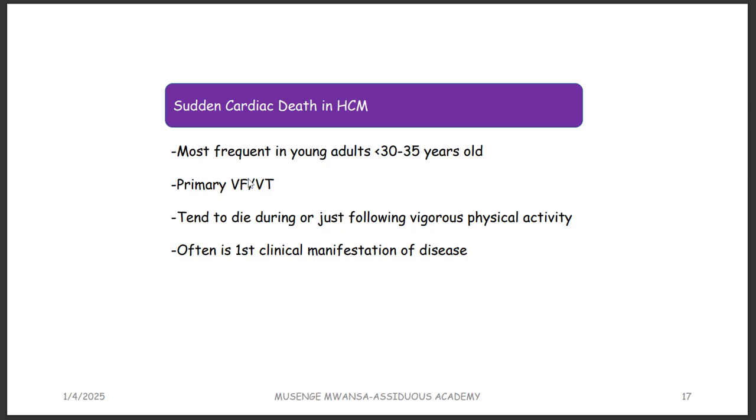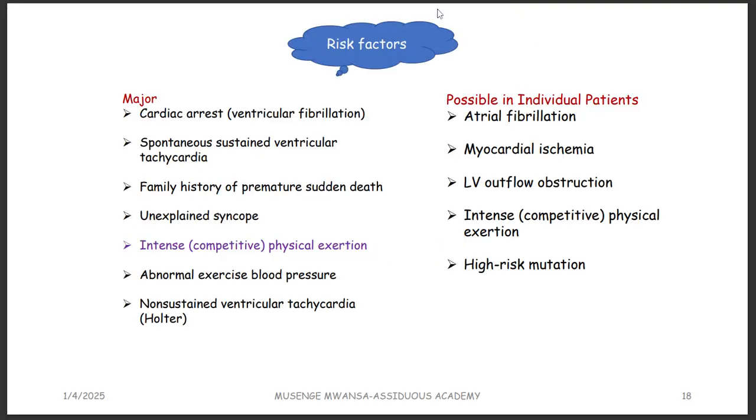This is primarily because of the ventricular fibrillation or the ventricular tachycardia that can happen when the heart is not receiving blood. Okay. So the patient will tend to die during or just following vigorous physical exercise. They just end up falling after the first clinical manifestation of the disease. The risk factors for hypertrophic cardiomyopathy, I've got the major ones: intense competitive physical exercise, cardiac arrest, family history, unexplained fainting. These can be risk factors.